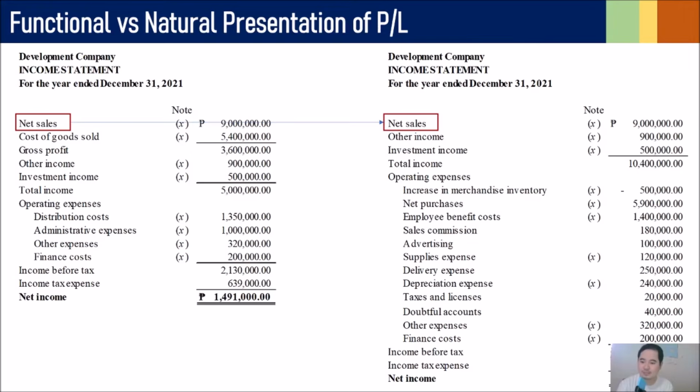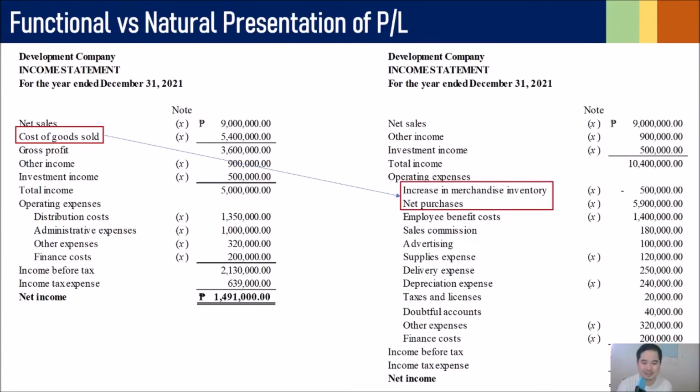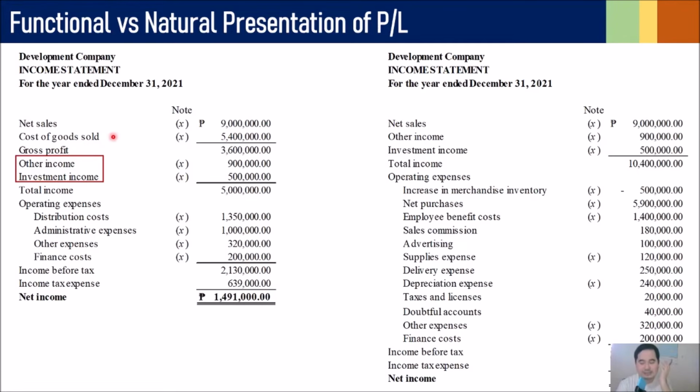And then, sa ating pong cost of goods sold, nandito na po siya sa natural presentation. Ganyan na po ang pagpe-present sa kanya. Increase or decrease in your inventory and then net purchases. Pero kung titingnan nyo pong mabuti, 5,900,000 minus 500,000, yan po yung 5,400,000. So basically, pag pinag-combine nyo po itong dalawa, yan din naman po yung cost of goods sold. Okay? And then yung ating pong other income and investment income, sa functional presentation, after pa po siya ng gross profit, which is after mo po mag-deduct ng cost of goods sold. Pero sa natural presentation po, nandun po siya mismo sa part ng revenues.